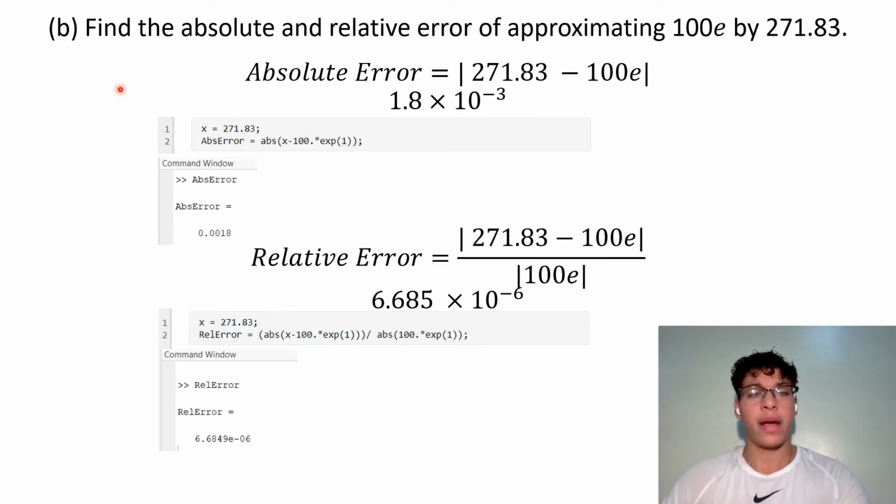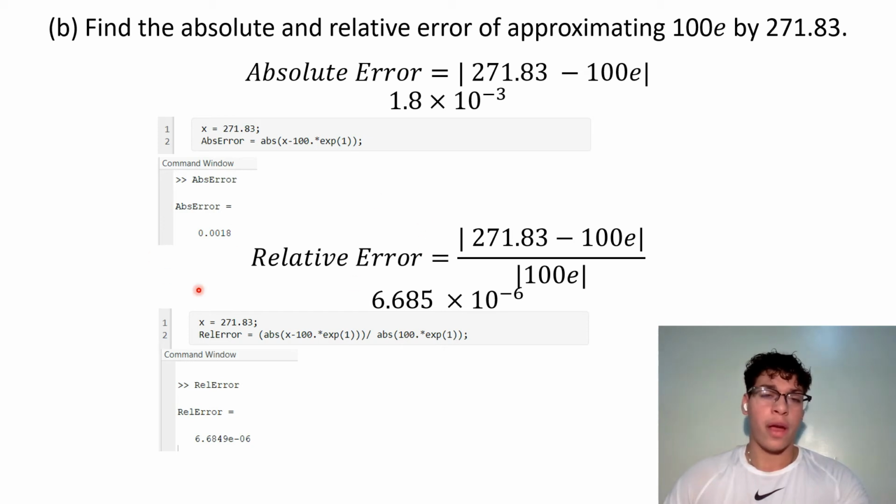So now in part B, we would have to find the absolute and relative error of approximating 100 times Euler's number by 271.83. And this problem is similar to part A, where we have to assign x. In this case, I assigned x to 271.83 and named the equation ABS error equals the absolute value of x minus 100 times Euler's number E. And we would go over to the command window and we get 1.8 times 10 to the negative third power.